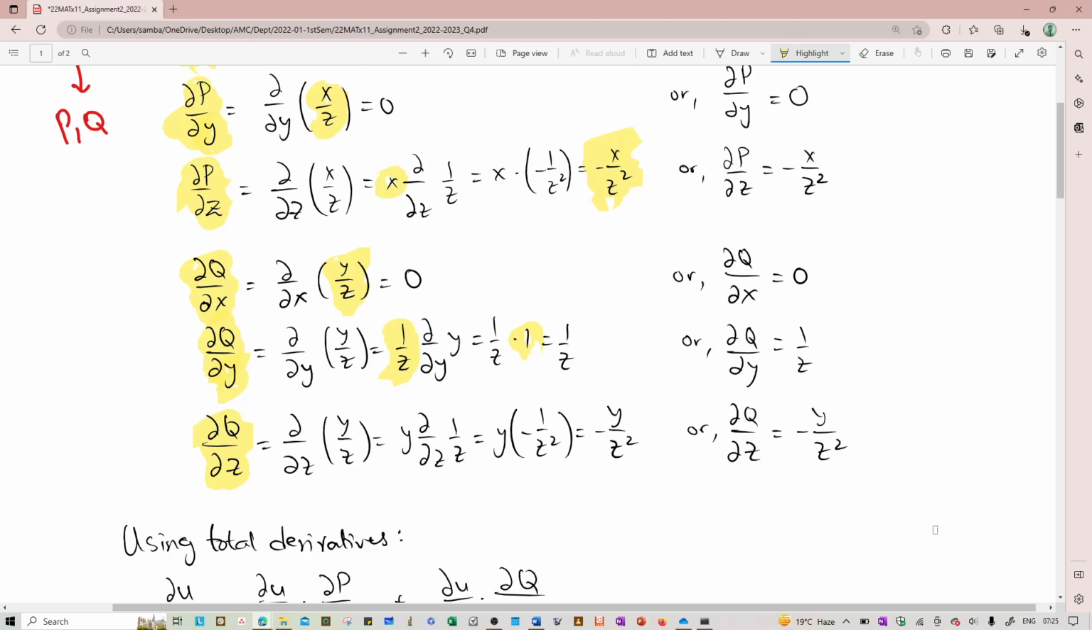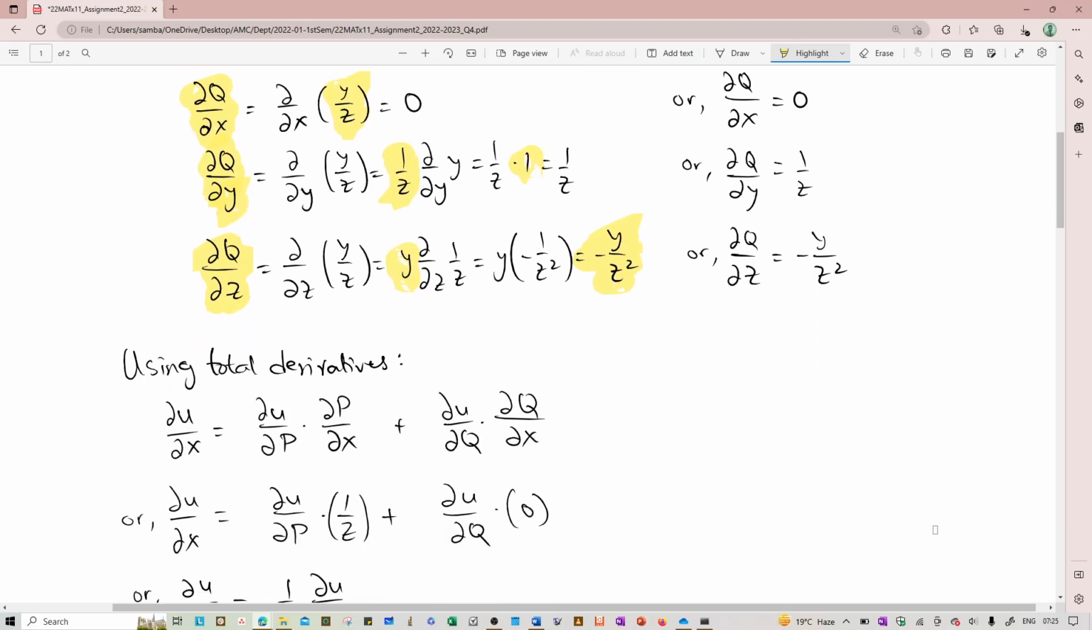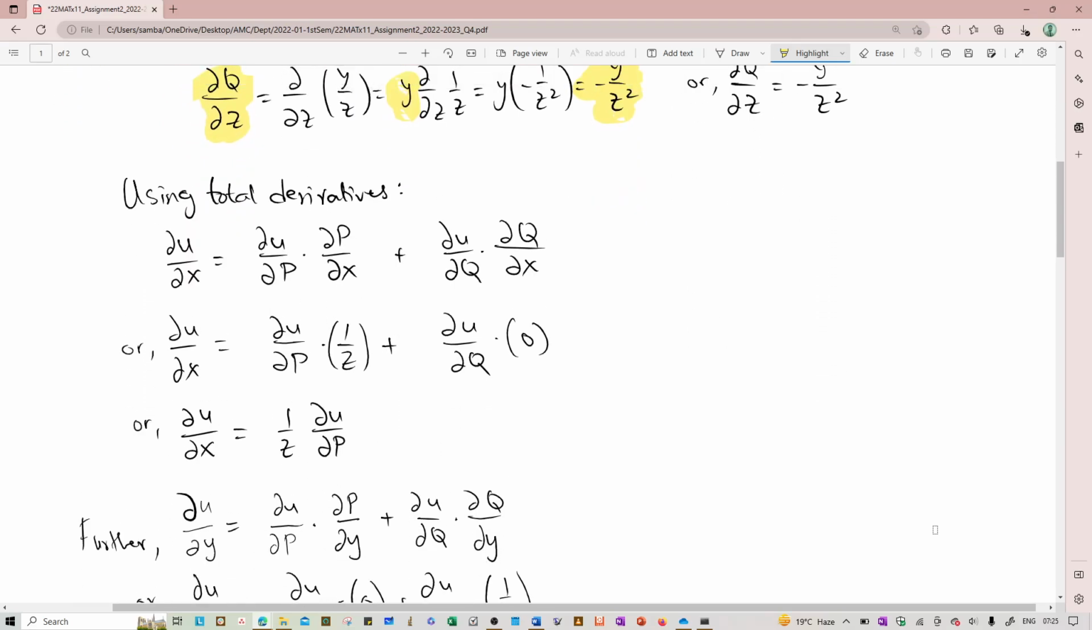So in this case, y is a constant which comes outside, and the derivation results in negative y over z square. Okay, now we use the concept of total derivatives, right? In order to find out what ∂u/∂x, ∂u/∂y and ∂u/∂z are.